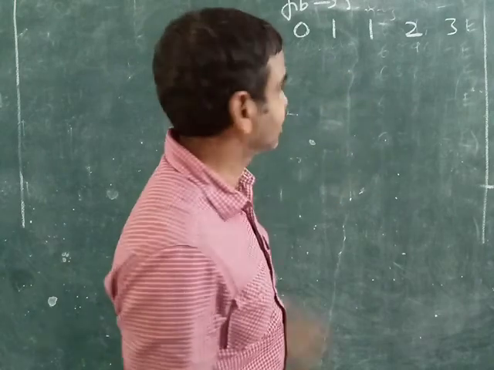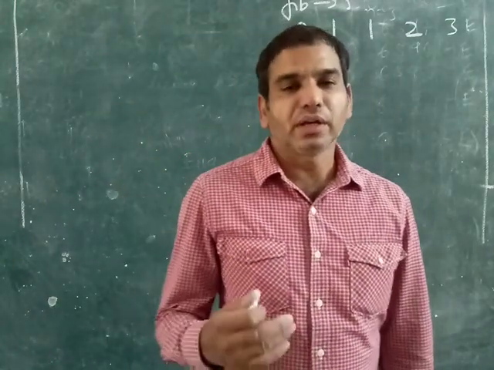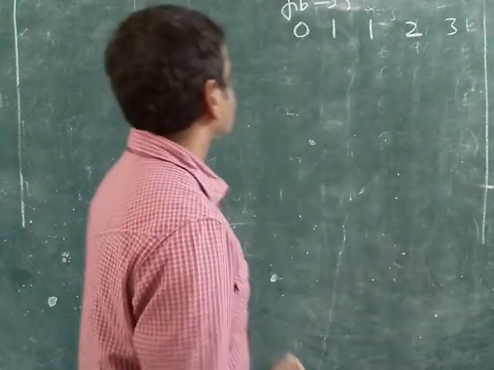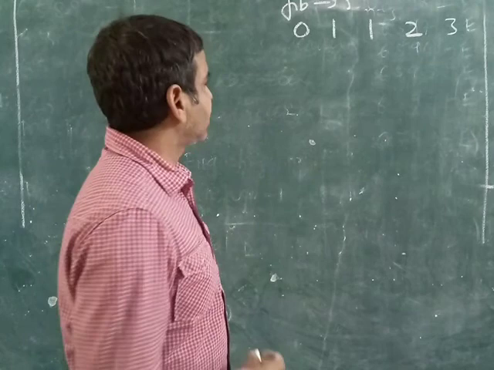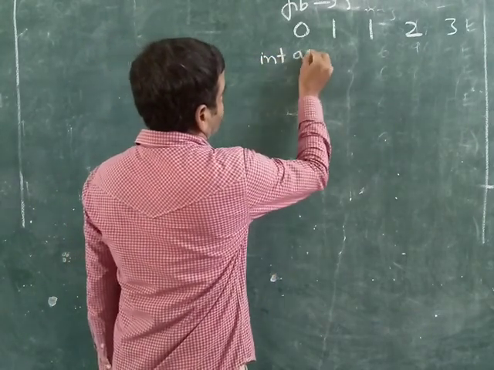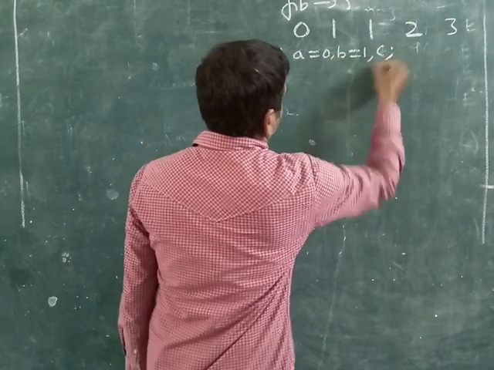Okay, this is the program. This program we performed with the for loop. Here we are performing it with a recursive function. So here I am taking a global declaration: integer a is equal to 0, b is equal to 1, c. Then main.